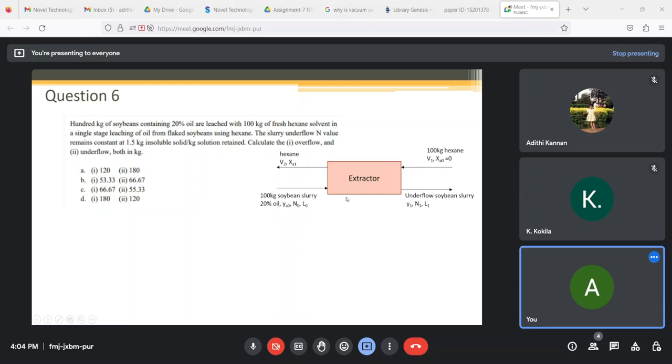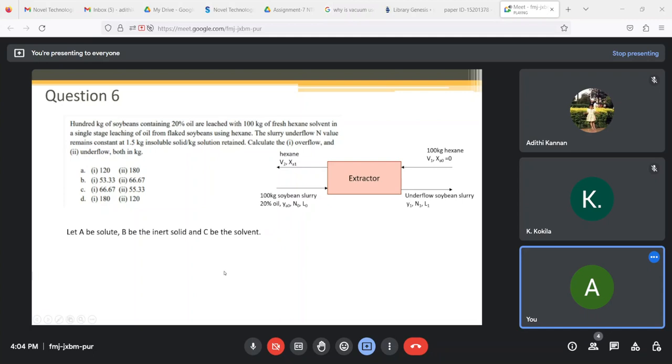After the extraction process is complete, you have hexane that has a certain amount of oil also coming out, and then you have the rest of the soybean slurry. The rest of the soybean slurry after extraction is known as the underflow. The solvent that now has the majority of the oil is known as the overflow. So what they are asking is, we need to calculate how much amount of overflow, that is this hexane, and how much amount of underflow, that is the remaining soybean slurry, is present after the extraction process. This is what we need to calculate here.